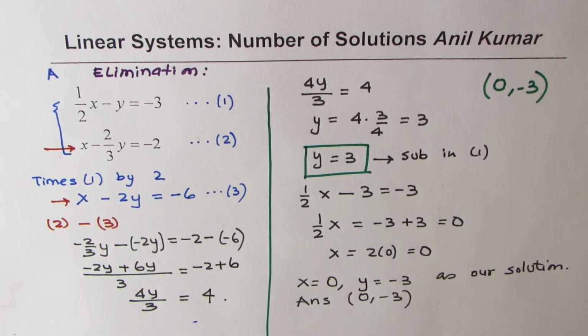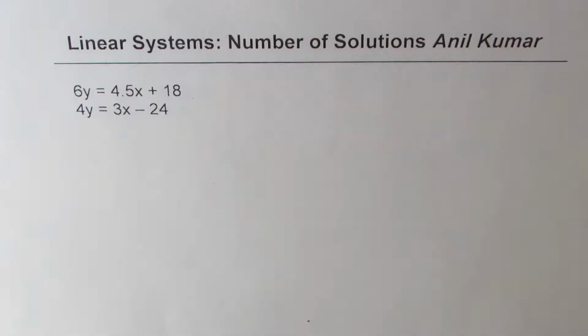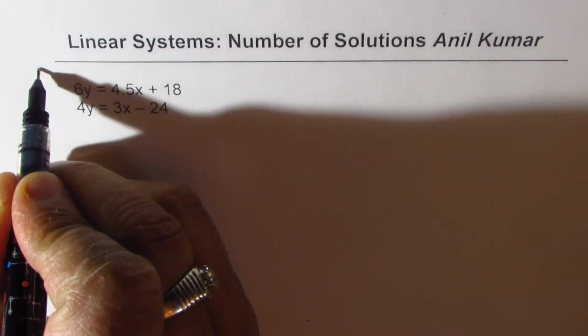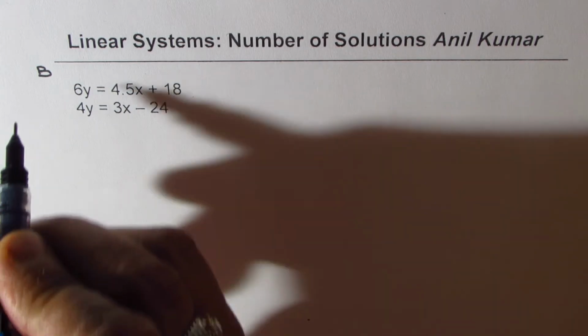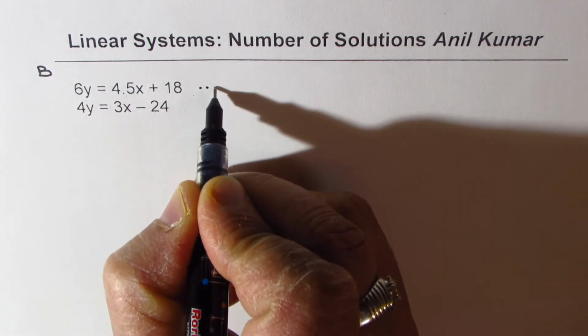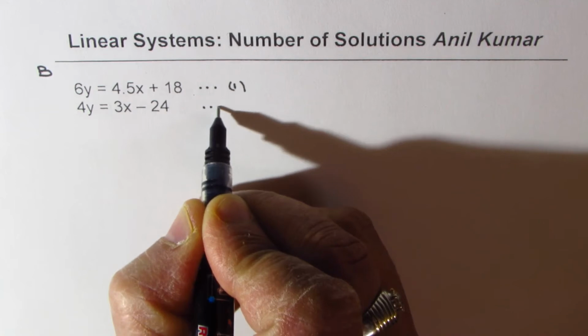Now let's take the other two equations. Here is the second example. We are given 6y equals 4.5x plus 18 and 4y equals 3x minus 24. So let's call them our equations number 1 and 2.